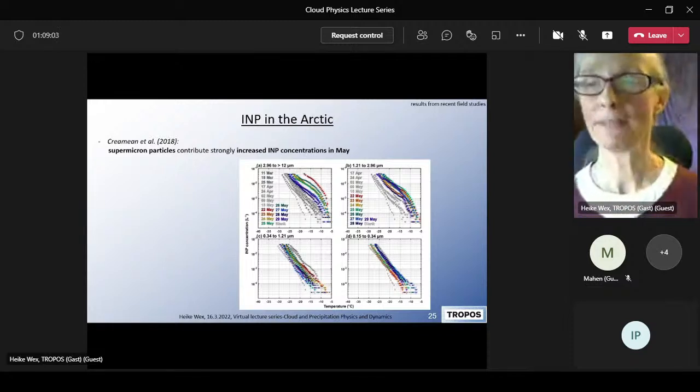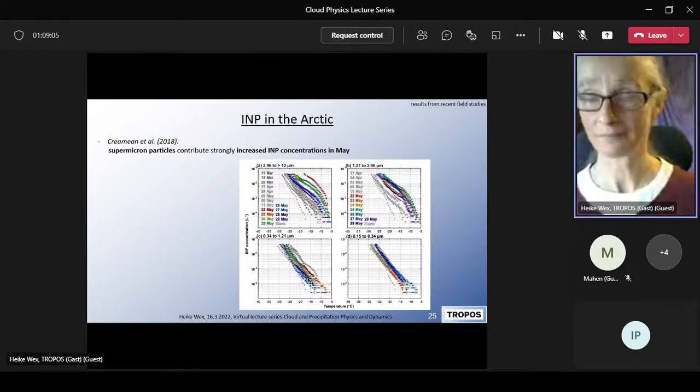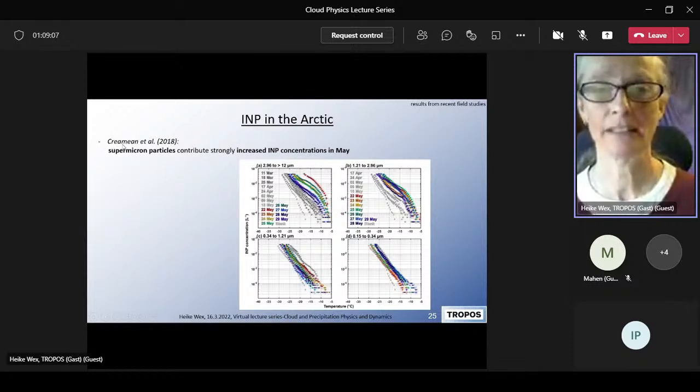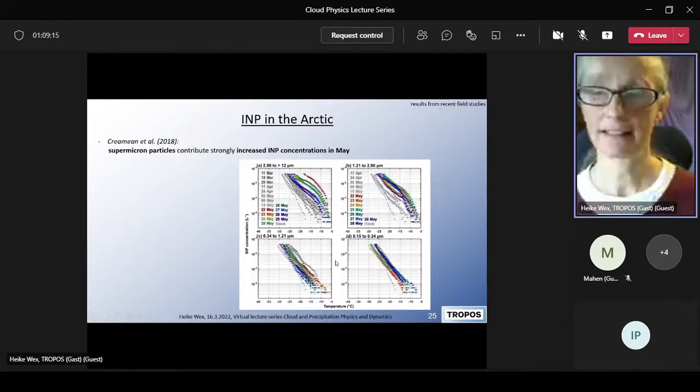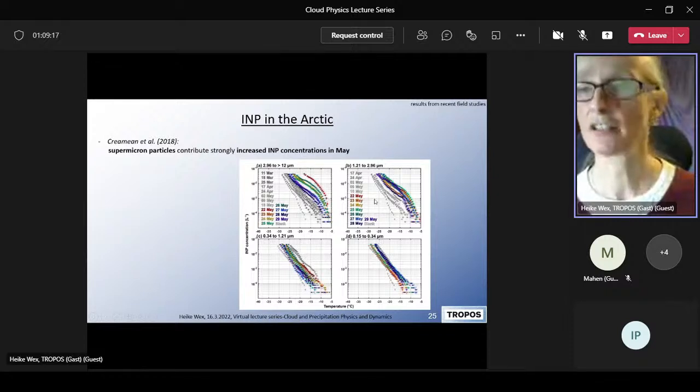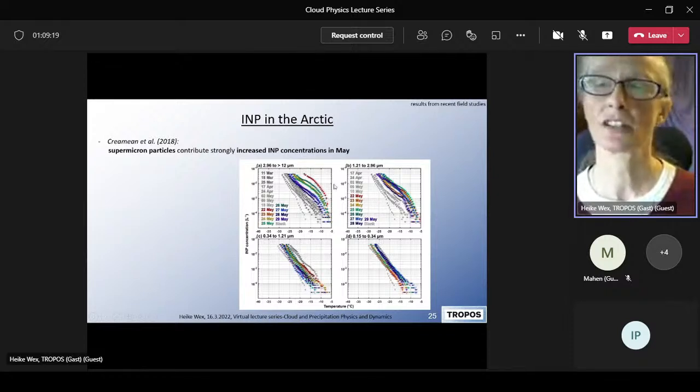So, INP in the Arctic. Here now you see the plot by Creamean et al. that I promised earlier. This is again, as always, INP spectra. Those are for the smallest particles she looked at. She did it size segregated. This is a bit larger. Here we are now in the supermicron size range, and here it's even from 3 to 12 microns.